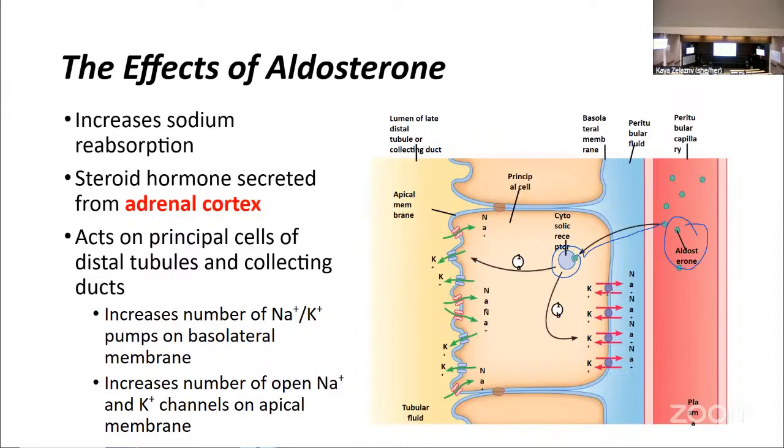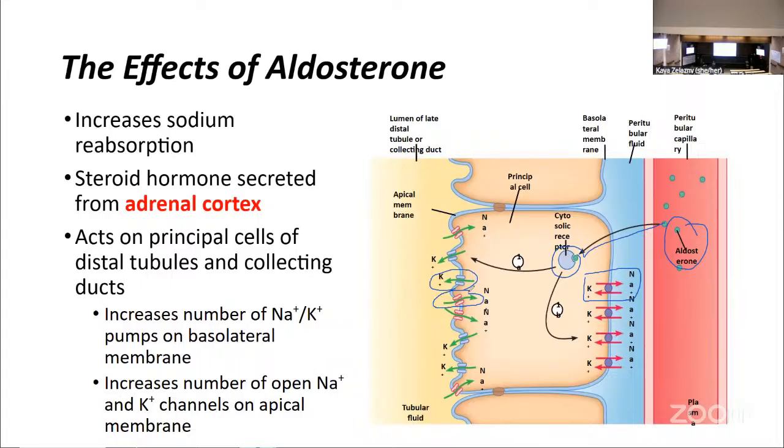And what it does is it increases how much we're pumping both sodium and potassium, because we do them together, on that basolateral membrane. So that's number one. So that's going to make those sodium and potassium gradients stronger that we then release when we open channels. All right, so more of these pumps. And then we open up potassium channels at the same time as opening up sodium channels. Okay.